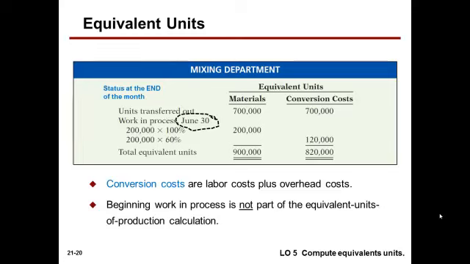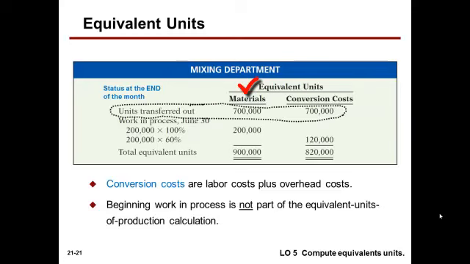Let's deal with the materials cost element first. We transferred out 700,000 units. They're fully complete with respect to materials. They're fully complete with respect to conversion costs. Hence, as we divide our costs between materials and conversion costs, the units applicable to each of those fully transferred out are 700,000 and 700,000. We're not double counting this because we're splitting the costs.